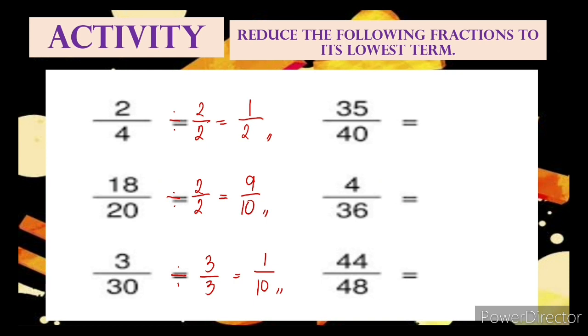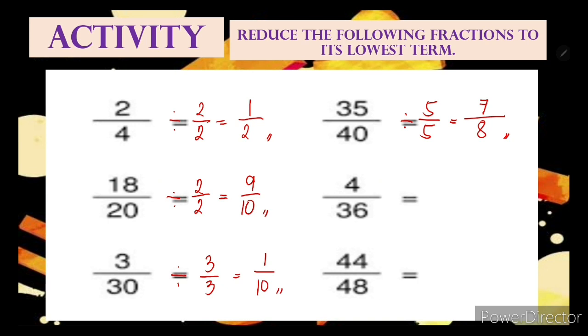Next, 35 all over 40. So, their GCF is 5. So, divided by 5 all over 5. 35 divided by 5 is 7. All over 40 divided by 5 is equal to 8. So, their lowest term is 7/8.